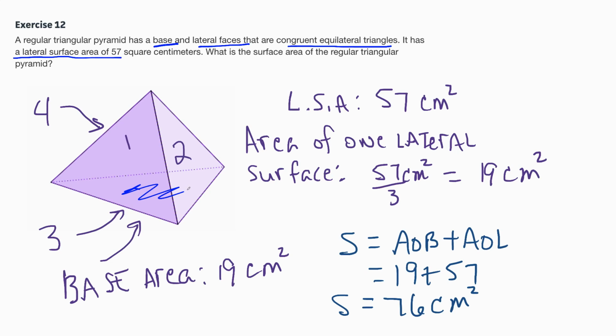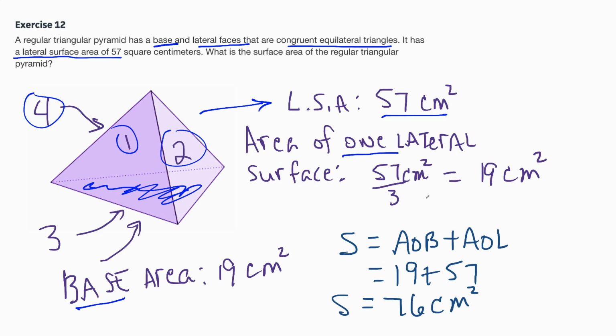So if I call this my base, that triangle has the same area as the other three. And the other three triangles make up the lateral surface area. So the area of those three triangles is 57 square centimeters. Well, since they are all congruent, you can find the area of one of the lateral surfaces, or one of those triangles, by taking the lateral surface area divided by 3.